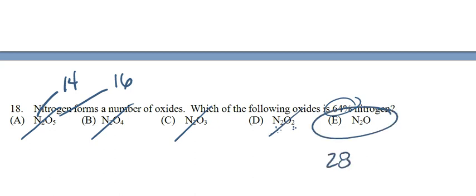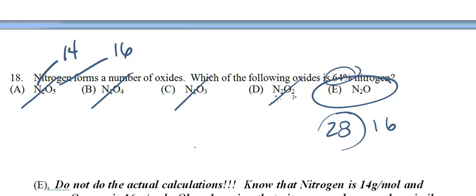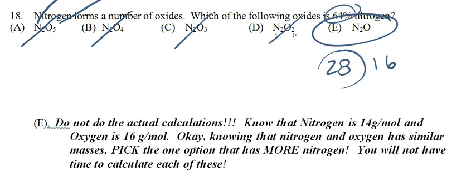And if you think about it, we have 28 and 16, so that's almost twice as much as that. Not exactly. It's close enough for what we're doing. Okay? Alright. So letter E for that one. Got to be able to do calculations quickly on this.